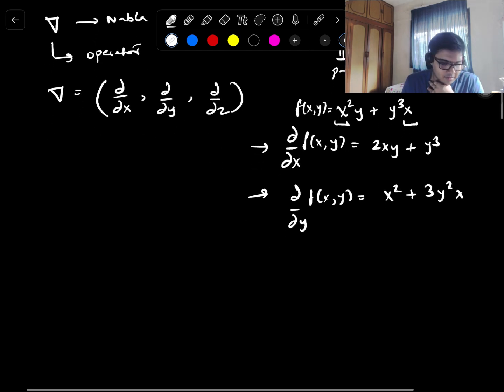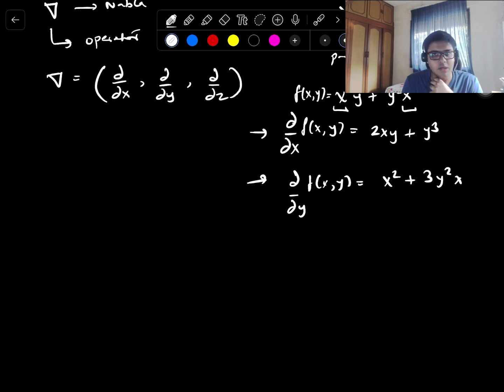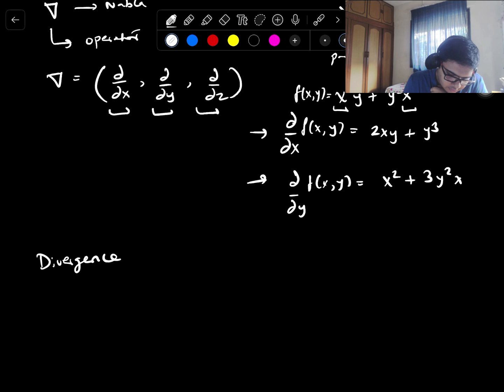So we'll move on with what this nabla is. We have three components here: dou by dou x, dou by dou y, and dou by dou z. This dou by dou x is the partial derivative with respect to x, and the same for y and z. So we have two things which we call divergence and curl. I'll explain what divergence and curl are. We'll first talk about divergence.